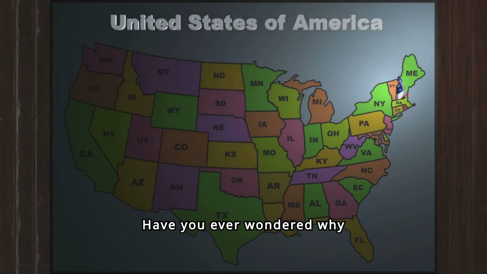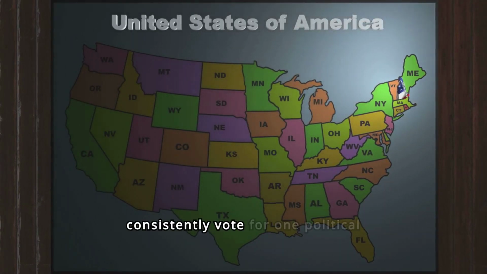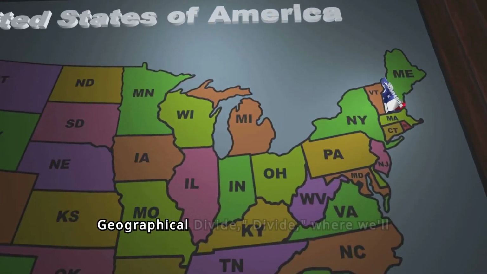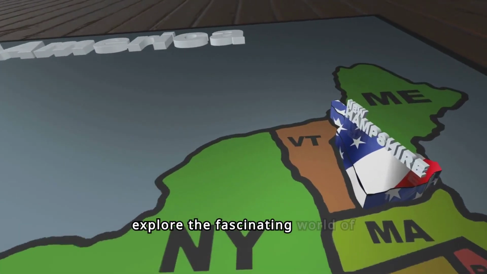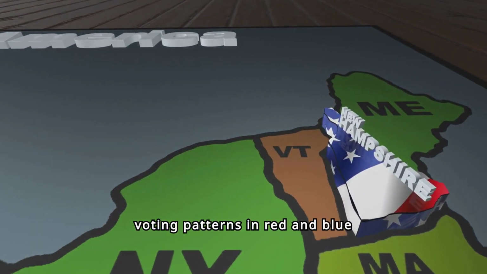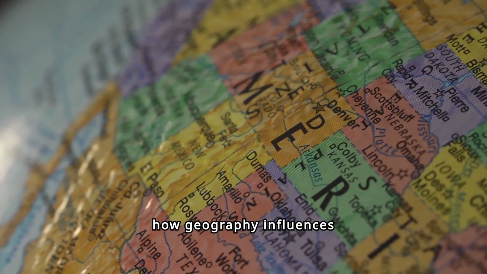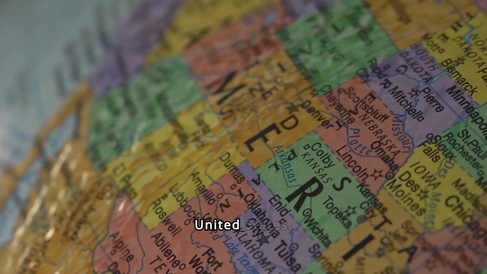Have you ever wondered why certain U.S. states consistently vote for one political party over another? Welcome to the Geographical Divide, where we'll explore the fascinating world of voting patterns in red and blue states. Today, we're diving deep into how geography influences political leanings across the United States.